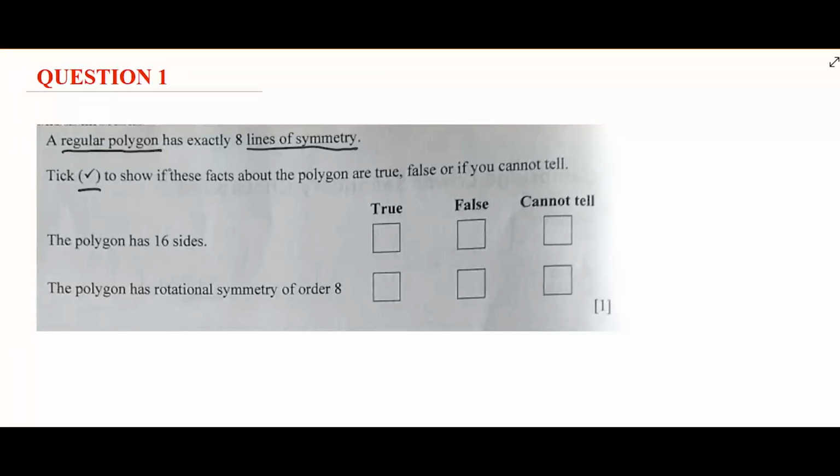Okay, so for regular polygons, the number of sides is the number of lines of symmetry. Since we are told that this is a regular polygon and it has 8 lines of symmetry, it means it has 8 equal sides. So if you look at this now, the statement says the polygon has 16 sides. So this will be false, because if the regular polygon has 8 lines of symmetry, that implies that it has 8 equal sides.